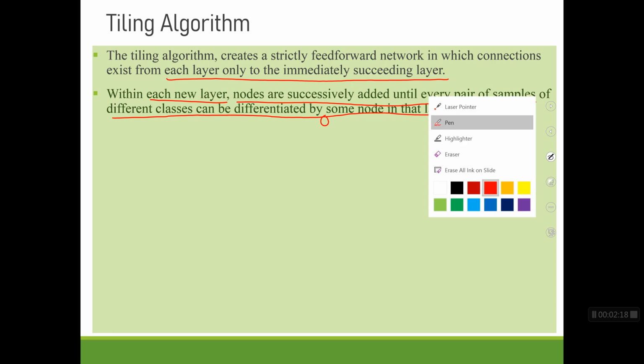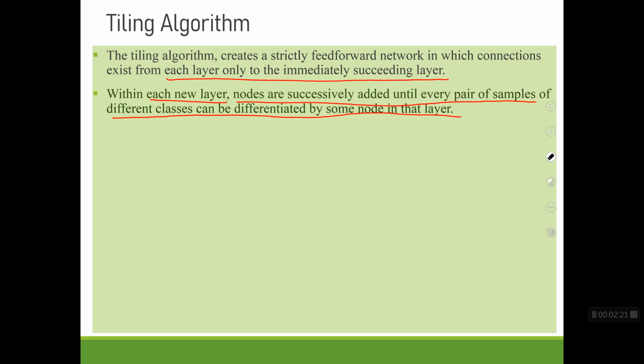So this is one node which we have begun with. So I'll draw it again. So we have one node. So the first node is drawn. Then I go on adding the nodes in the layer. Now this first node which is drawn, I call it the master node, and then the other nodes will be called ancillary nodes. So I go on adding the nodes in the layer such that they will be performing some classification task. So every pair of samples of the different classes should be differentiated.